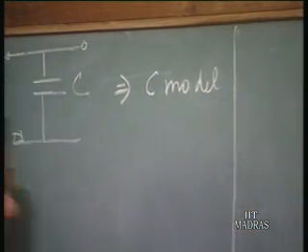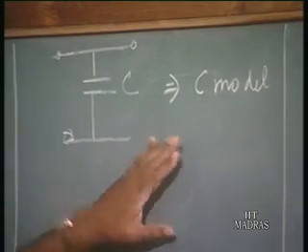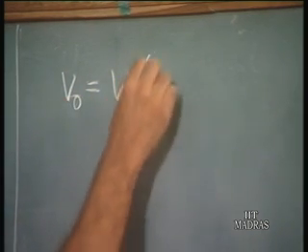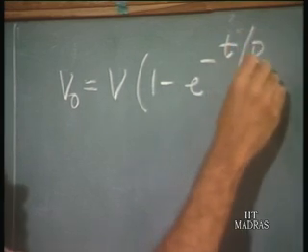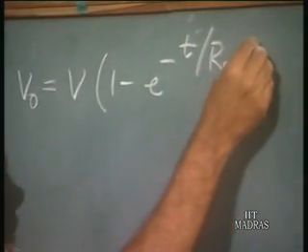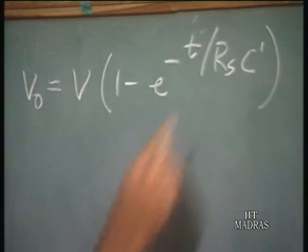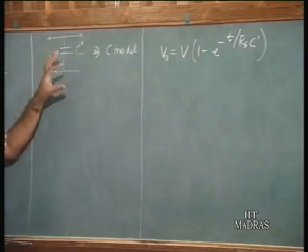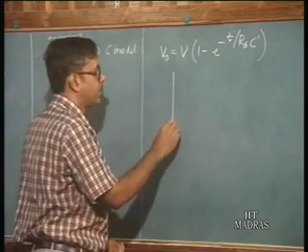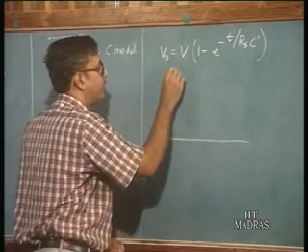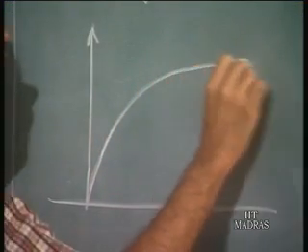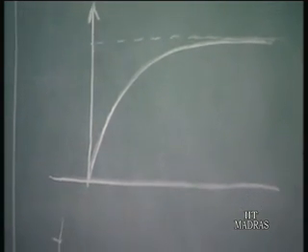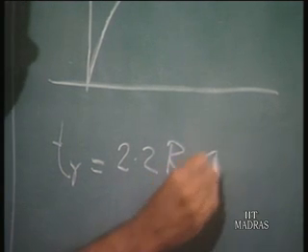If you consider an open circuited line at the load end, then we know that the output voltage is going to be V naught, equal to V times 1 minus e to the power minus t by Rs C prime, where C prime is the total capacitance of the line. So we replace the line by its total capacitance. With a step input, the output voltage will rise like this and finally reach this value. In this situation the rise time is given by 2.2 Rs C prime.